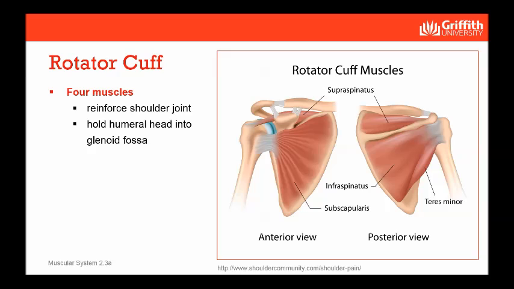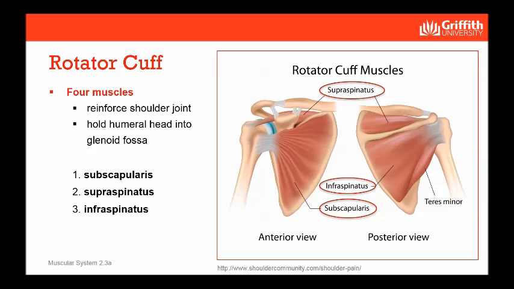These muscles include subscapularis, supraspinatus, infraspinatus, and teres minor. In addition to their primary role of reinforcing the shoulder joint, each of the rotator cuff muscles act as synergists in angular and rotational movements of the arm.